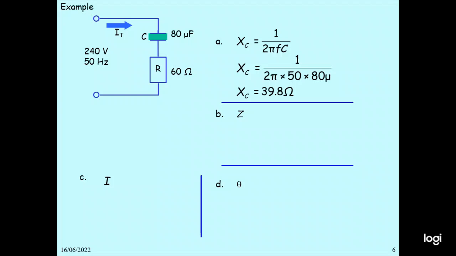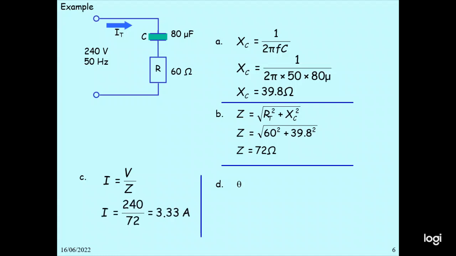Impedance Z is the square root of R square plus XC square, the square root of 60 square plus 39.8 square, so you get 72 ohm. Current I is V by Z, so 240 by 72 gives 3.33 ampere. And we get the angle theta as tangent inverse of XC by R, so tangent inverse of 39.8 by 60 gives 33.56.